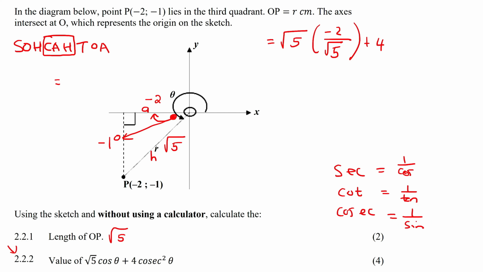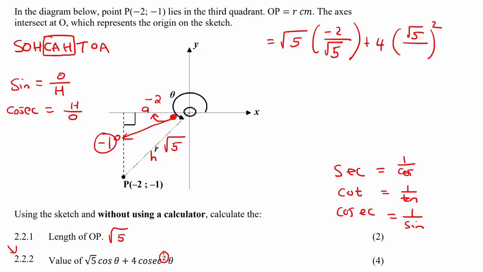So if I look over here, I know that sin is opposite over hypotenuse. So the opposite of that would be hypotenuse over opposite. Then I can open up this bracket, and the square just goes over there. So what is hypotenuse over the opposite? Well, the hypotenuse is this one, which is square root 5, and that's always a positive. And then the opposite is minus 1.